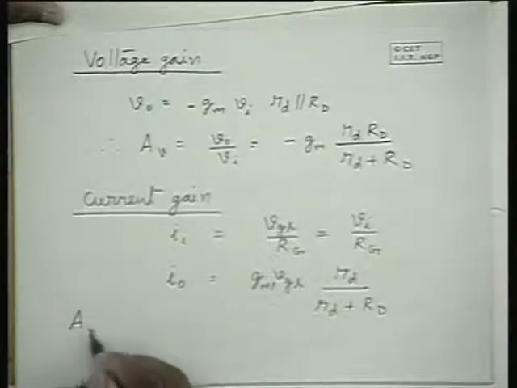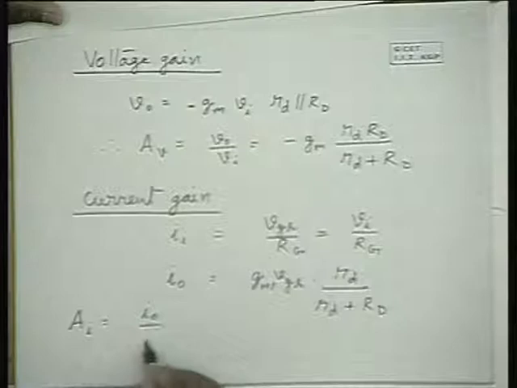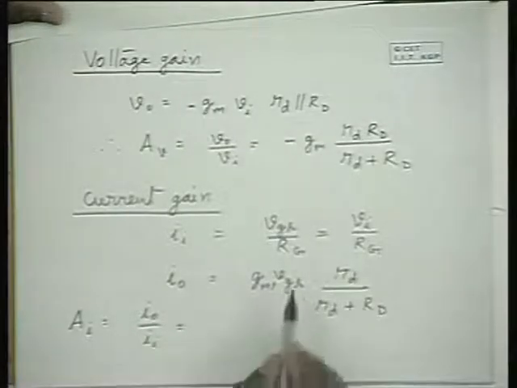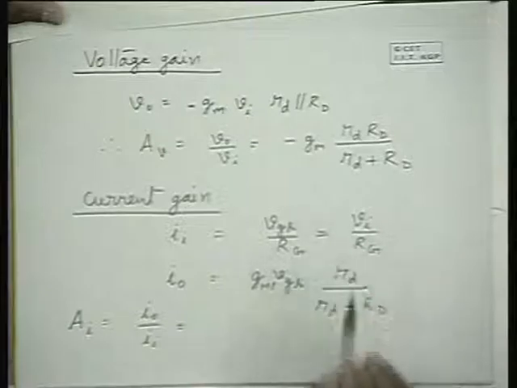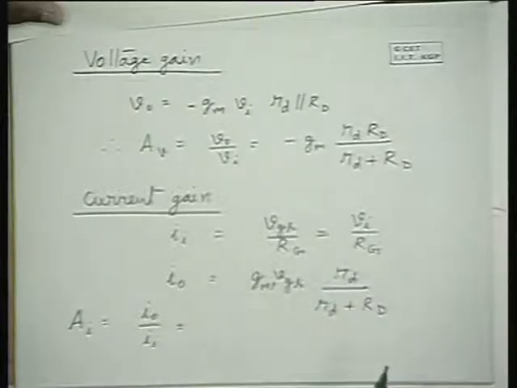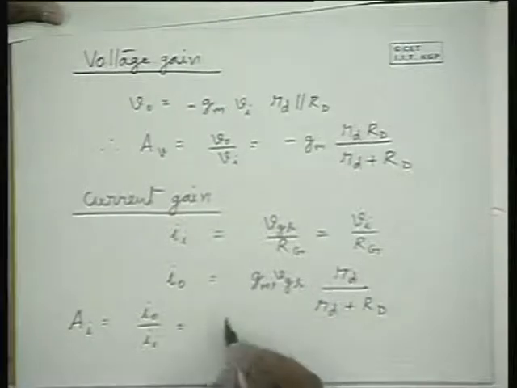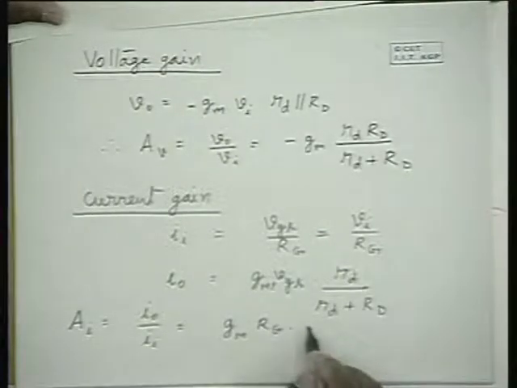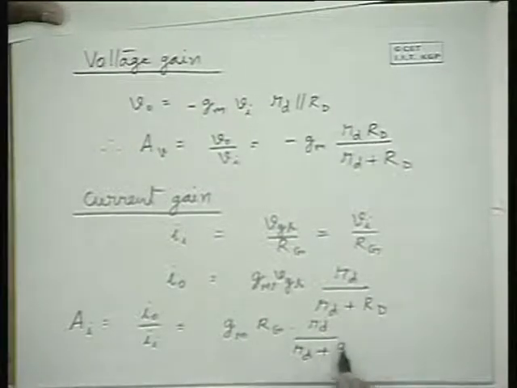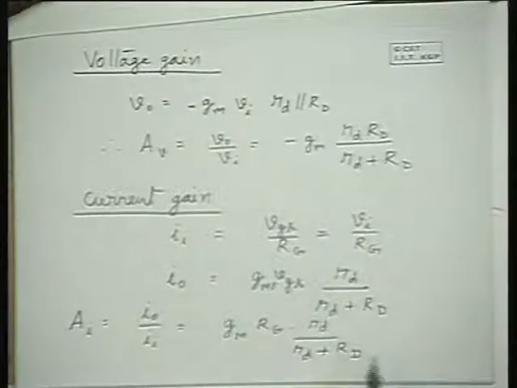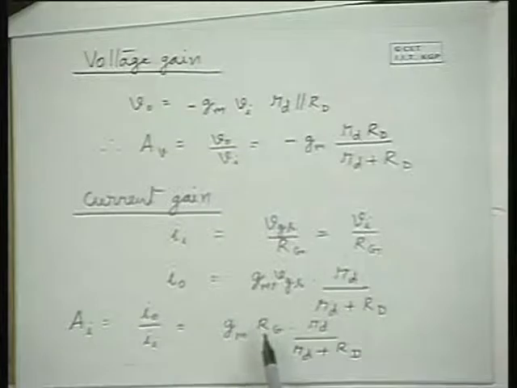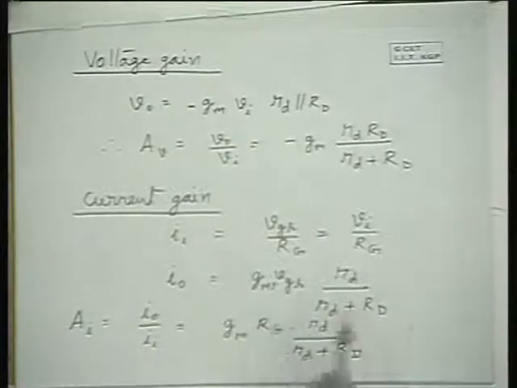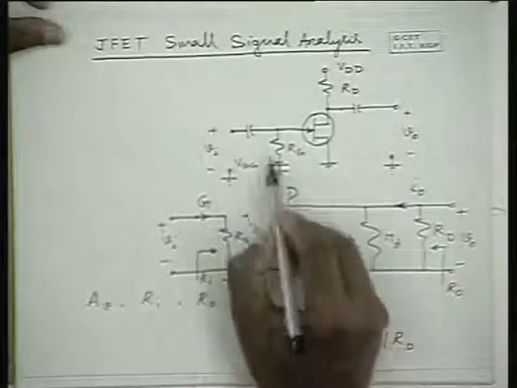Now, the current gain AI is I naught by II, so that can be obtained by dividing this by the other term, and VGS is equal to VI. For this reason, the current gain is GM into RG into rd by rd plus capital RD. And naturally, this current gain depends on this capital RG, because the current drawn from the input source depends on RG.